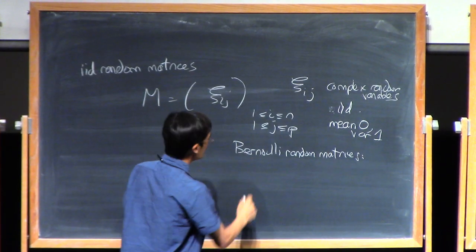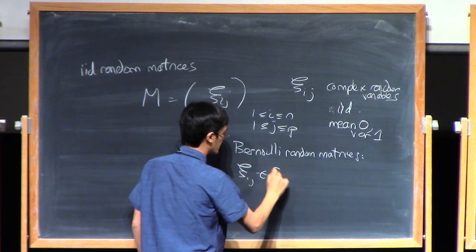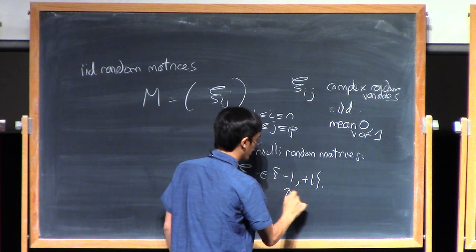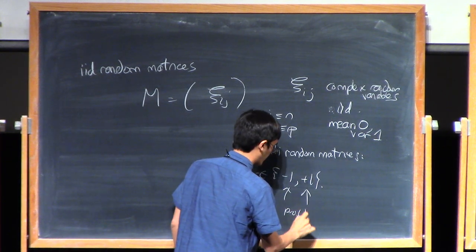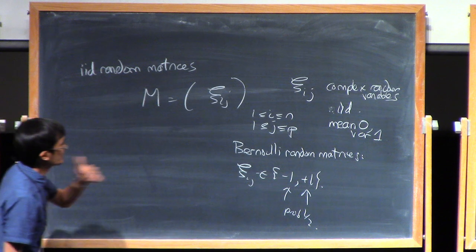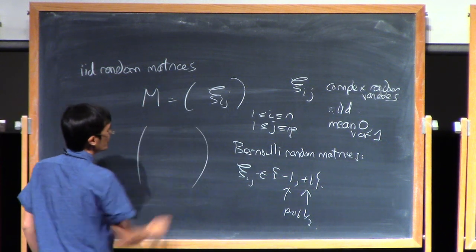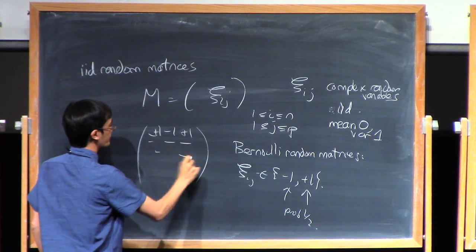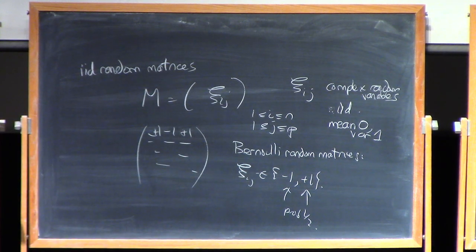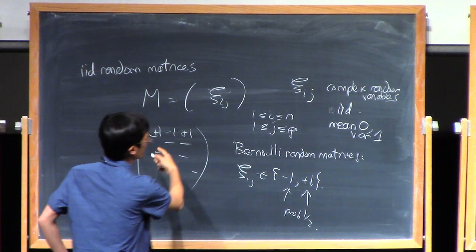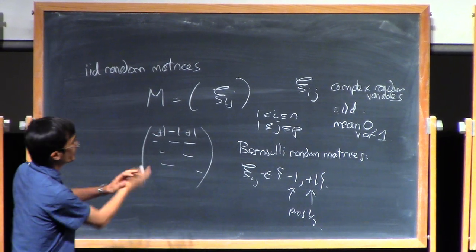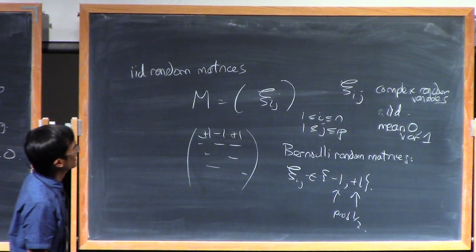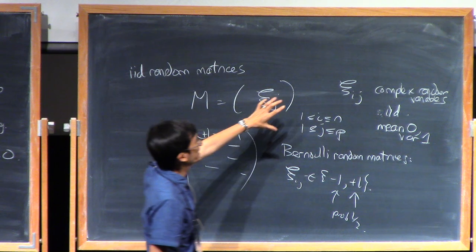Where not only are you IID, but actually each of the random variables is just plus or minus one with a 50-50 chance of each. Okay, so these are also called random sign matrices. So you just take your n by p matrix and you just randomly fill your entries with plus or minus ones. You flip a different coin for each one of these entries, and you get a random matrix ensemble. Okay, and this is a very typical example of an IID random matrix.